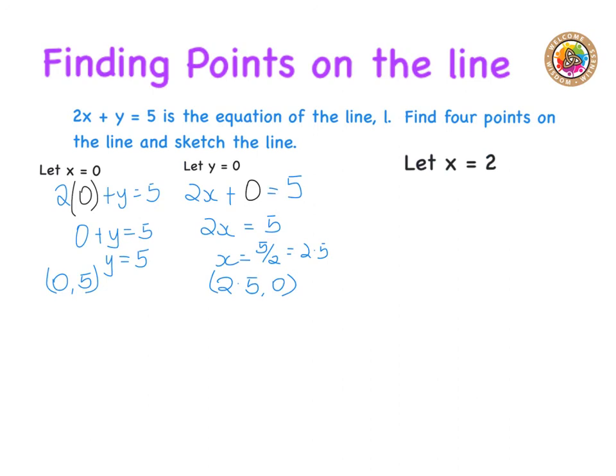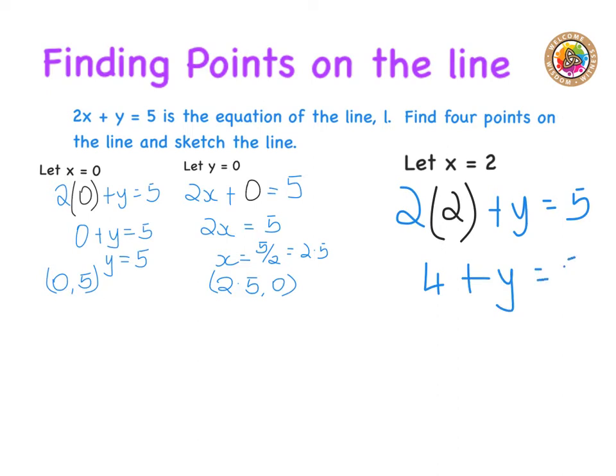So I'm going to have 2, and instead of x, this time I'm going to write down 2, and plus y equal to 5. Well, 2 by 2 is 4, plus y equals 5. In order to balance off the sides, I'm going to take away 4 there, which means I'm going to take away 4 here. They're gone, so that leaves me with y is equal to 1. So my point here is the point (2, 1).